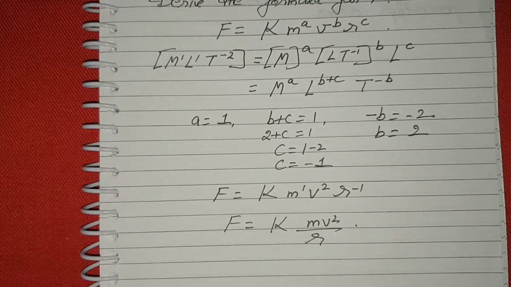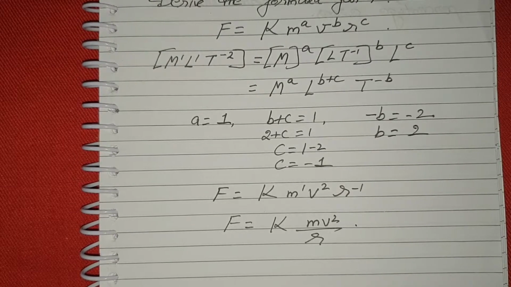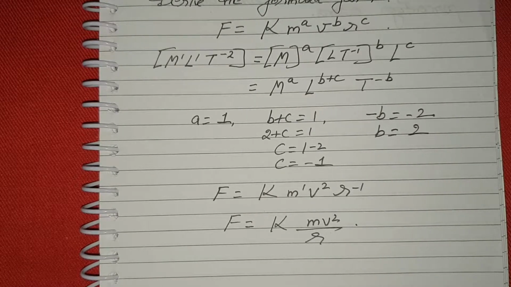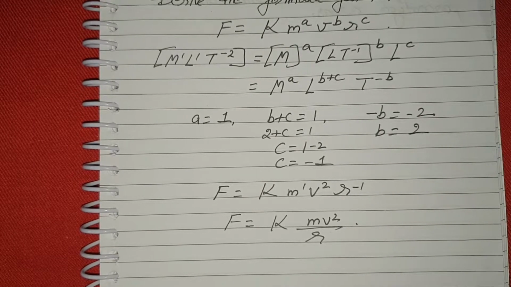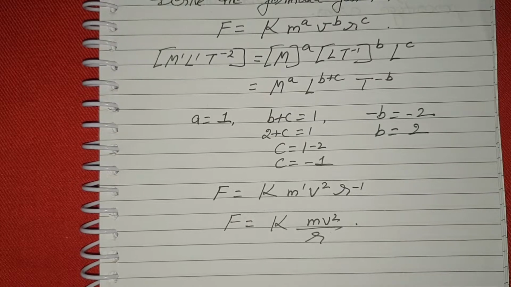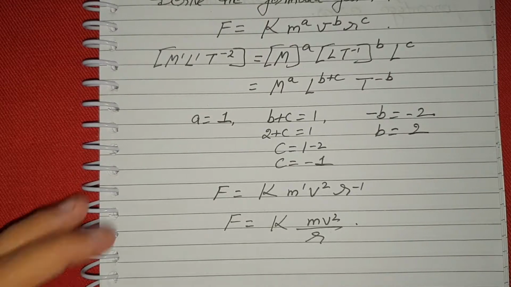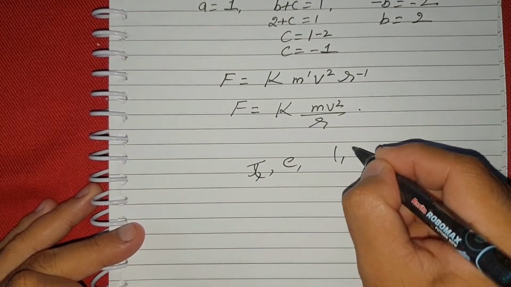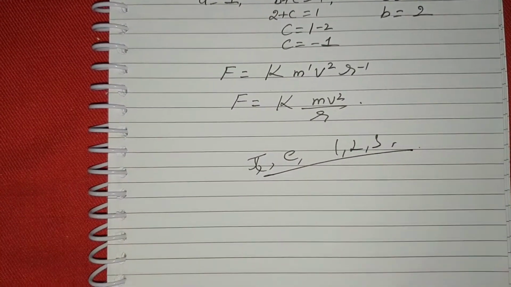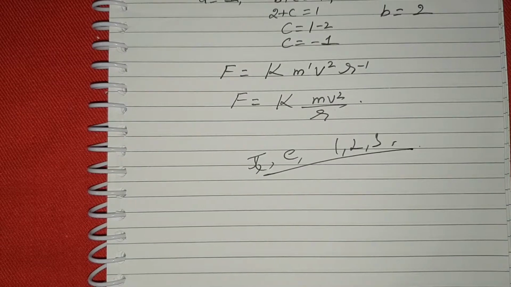Okay, now again I want to say that there are some limitations of dimensional analysis. In the derivation of formulas by the method of dimensions, we come across various problems. Some of them, which we have already discussed, is the dimensionless constant. This method gives us no information about dimensionless constants, for example pi, small e, 1, 2, 3, anything.